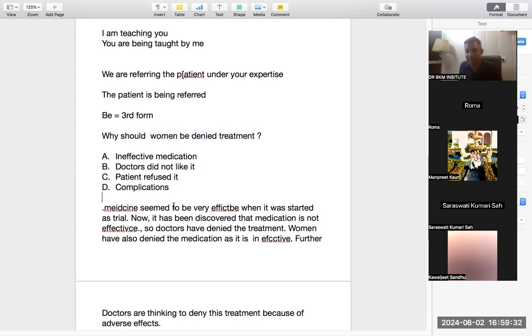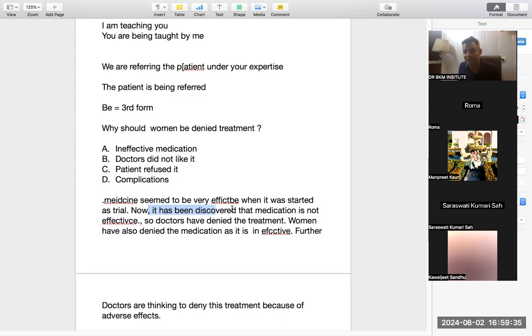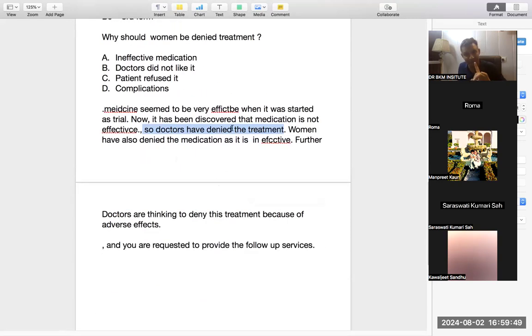If you understand this tense: now it has been discovered that medication is not effective. So doctors have denied the treatment. Present perfect. That means doctors have already denied the treatment. So even then, this line would not have my answer because my question is in the future. Further, doctors are also thinking to deny this treatment because of one more reason, which is side effects.